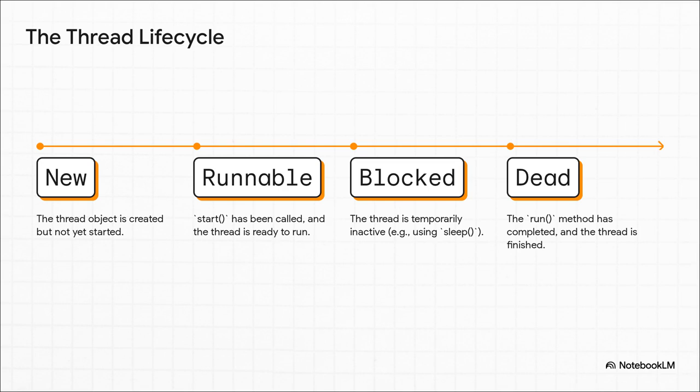It's also important to remember that threads go through a whole life cycle. They get created, that's the new state. Then when you call start, they become runnable, meaning they're ready to go. They can be temporarily paused or made to wait, which is the blocked or waiting state. And finally, when their run method finishes, they enter the dead state. You can control these transitions with methods like sleep, join, and even by setting a thread's priority.